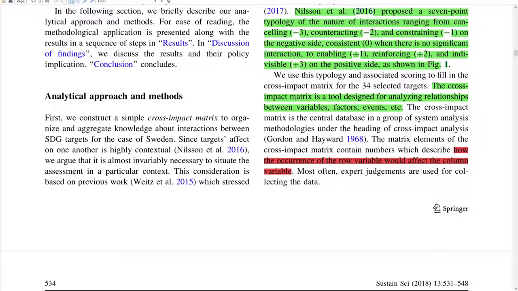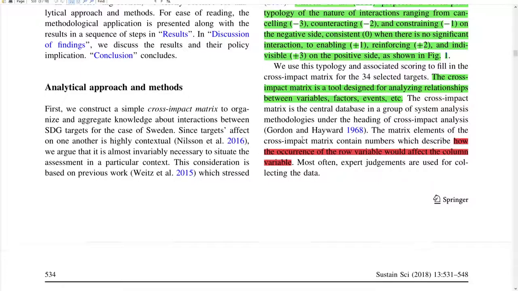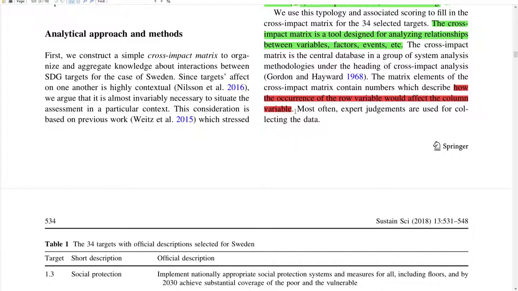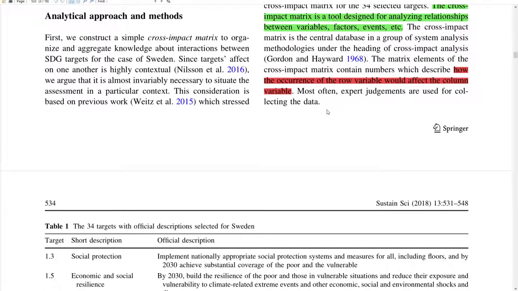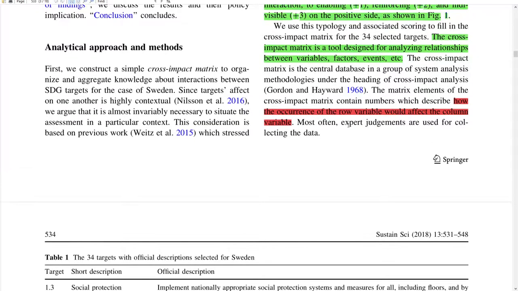After they figured out all the numbers from minus three up to plus three, they put all the values on this color-coded cross impact matrix to analyze the relationships. They also looked at the column sum as well as the row sum. Most often, expert judgments are used for collecting the data.